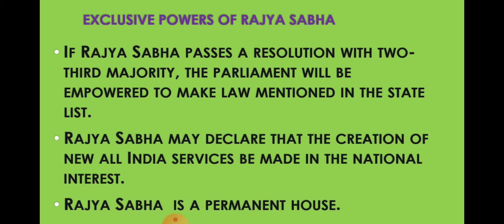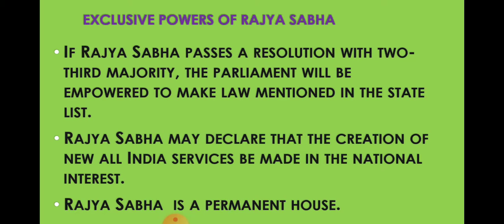But sometimes the union government can make laws on the subjects mentioned in the state list. For that, Rajya Sabha passes a resolution with a two-thirds majority. If the Rajya Sabha passes a resolution with a two-thirds majority, the union parliament will be empowered to make laws on the subjects mentioned in the state list. So this is the first exclusive power of Rajya Sabha.